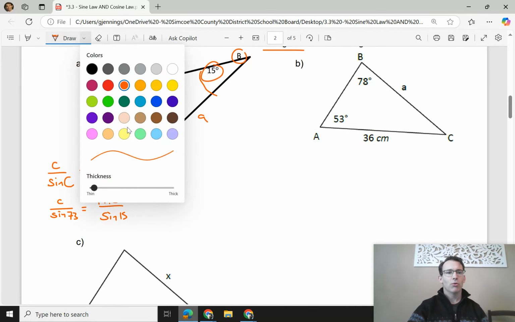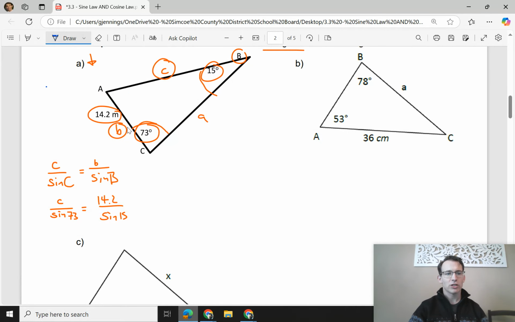Okay, now, wouldn't it be nice if this equation was just c equals, hey, look, see how I did that there? I'm a little out of space for the c. So c equals and then some stuff. We can get that equation by rearranging this algebraically, okay? Multiply both sides by sine 73. Why did I do that? No, seriously, why did I do that? Why did I multiply both sides by sine 73?